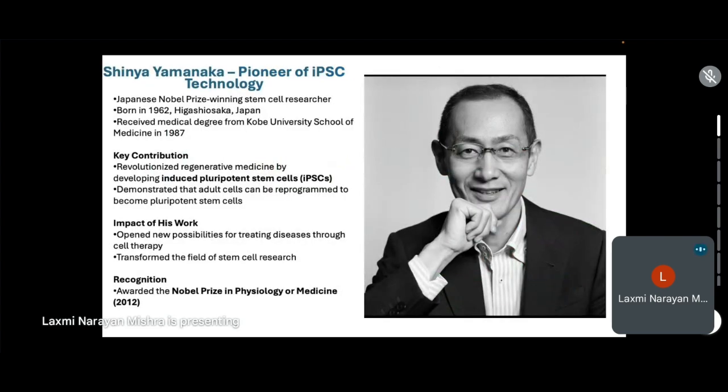So a scientist called Shinya Yamanaka, who is the pioneer of iPSC technology, is a Japanese Nobel Prize-winning stem cell researcher. He was born in 1962 in Japan, and received his medical degree from Kobe University in 1987. His father was a doctor, and his father died of hepatitis C. And as a doctor, he could not do anything.